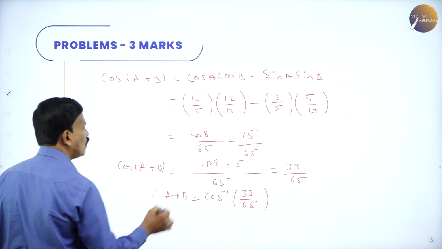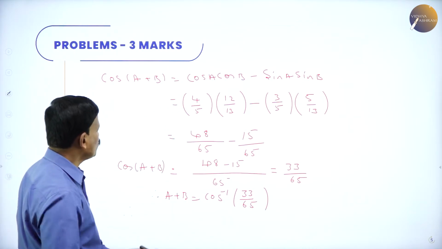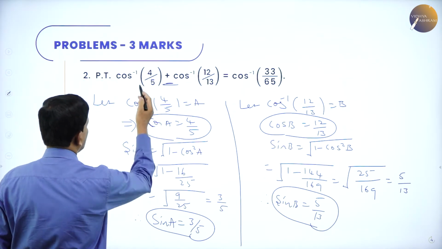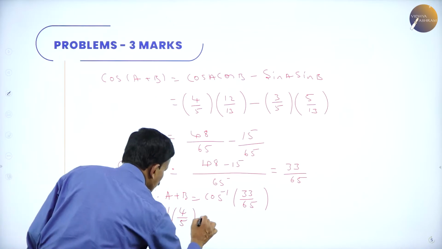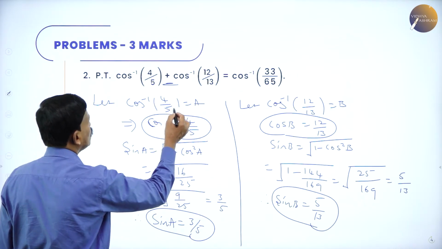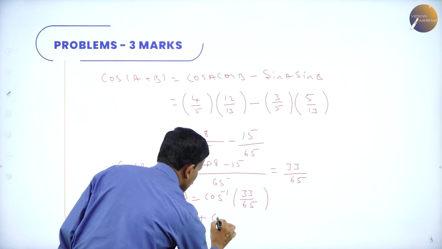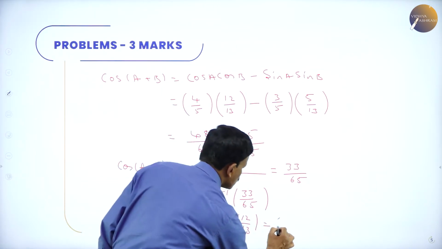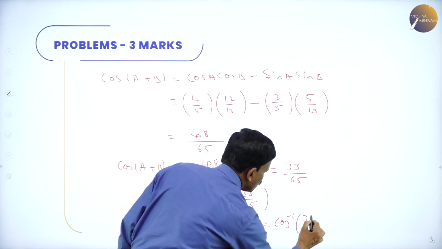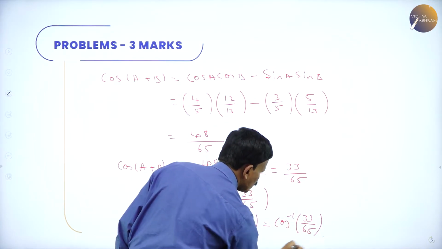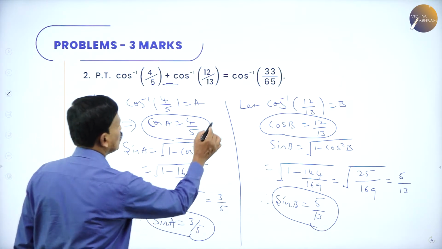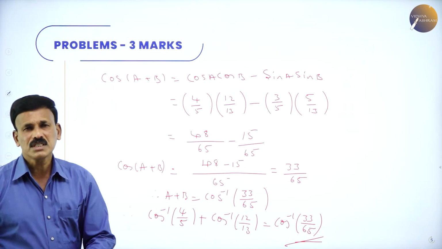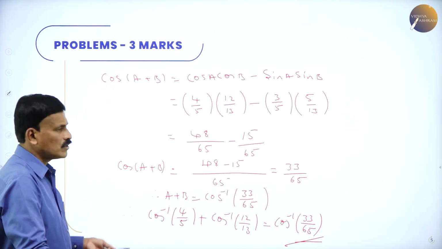Now substitute the value of A. What is A? A from the previous step. So A is equal to cos inverse 4 by 5 plus B is equal to cos inverse 12 by 13. So this is equal to cos inverse of 33 divided by 65. That is the required answer. See, cos inverse of 33 divided by 65. Okay, this is the easiest method to solve the problem.